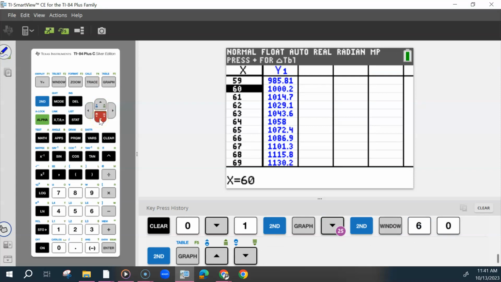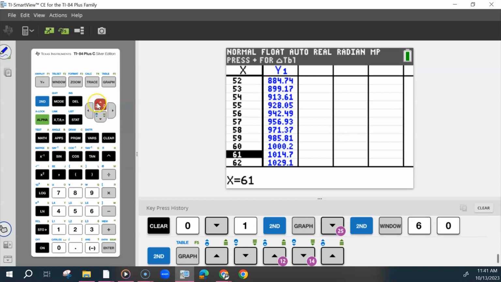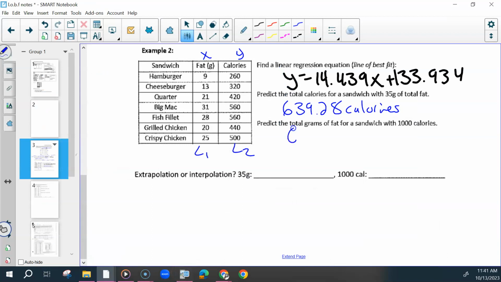Okay. 60 works. If you chose like 50, 50 wouldn't be high enough, and that would tell you you'd have to keep going. Keep scrolling until your y value is more than 1,000. So once it's more than 1,000, that's the number you can put. So 60 total grams of fat for a sandwich. You can put grams, you can put grams of fat, either one.